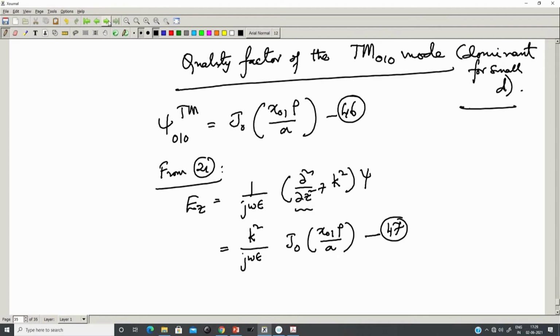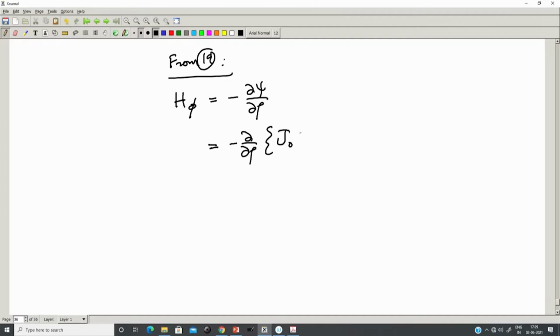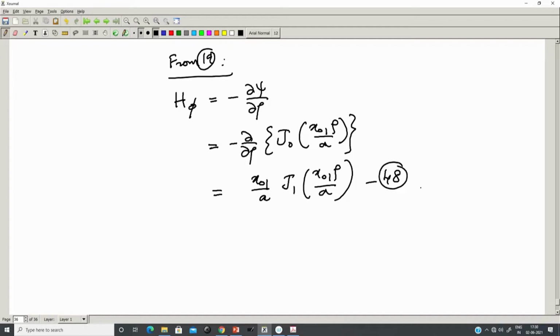Then from equation 19 we can find out the magnetic field component H phi, that is minus del psi del rho, that is given by minus del rho of J0 x01 rho by A, that is given by x01 by A J1 x01 rho by A, which is 48. So, we know Ez and we know H phi.